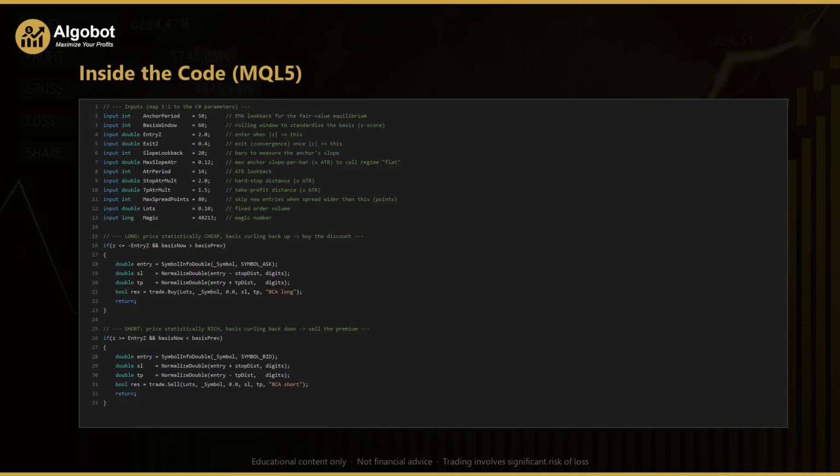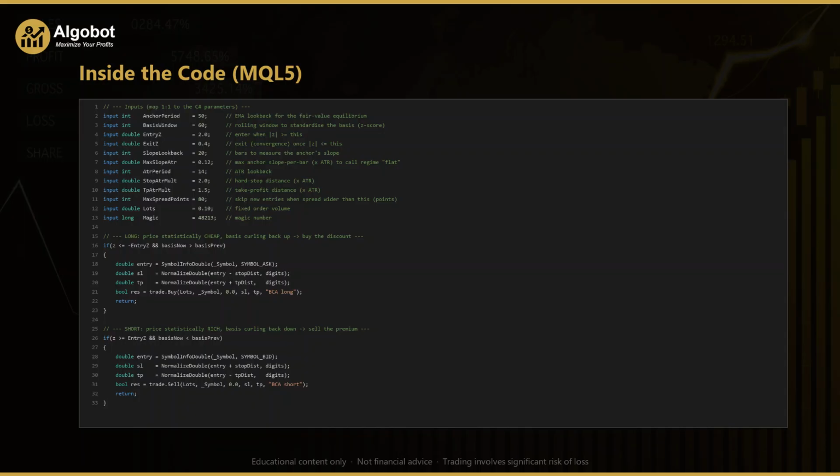The long block reads, if Z is less than or equal to minus EntryZ, and the current basis is greater than the previous basis, then the setup is valid. The code reads the ask price, sets the stop loss a stop distance below entry and the take profit a target distance above, and calls trade.buy with the lot size and those levels.